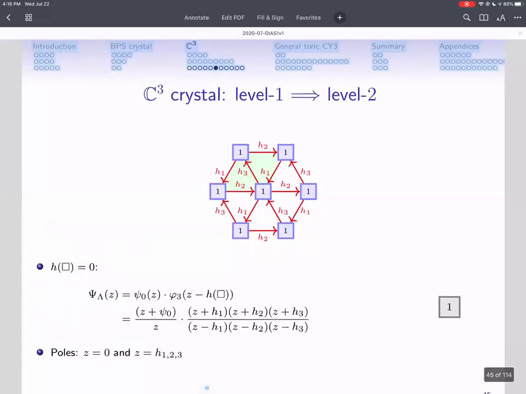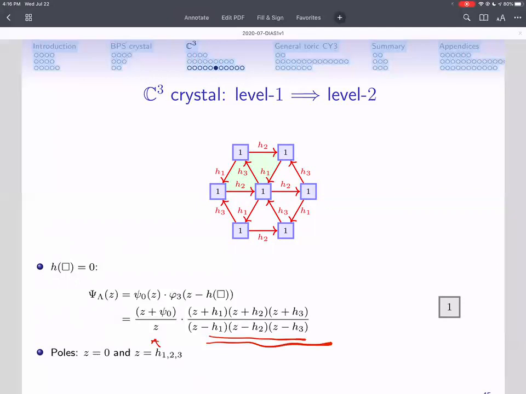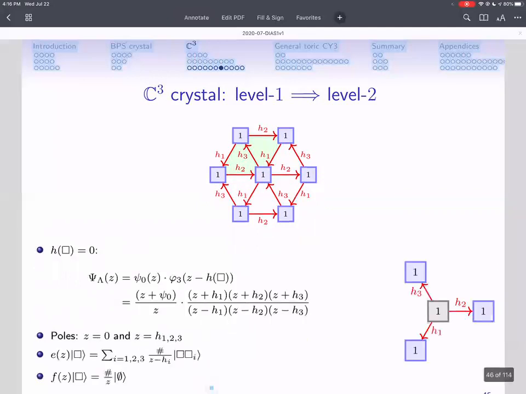Then you look at the state with just this one atom at the origin. Now this one has 3 poles here. The 0 pole corresponds to the pole where you can remove this existing box, since the state just has this one box at the corner of the room. So z equal to 0 is a removing pole, and there are 3 adding poles. They correspond to the directions where you can add the next 3.